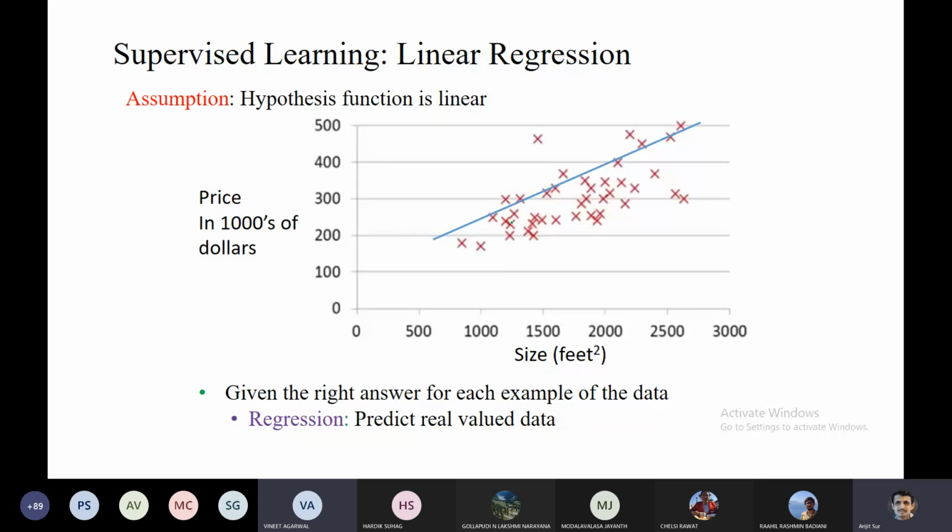So here you can see the housing price example. This is the size of the house in square feet, and this is the price in dollars, on a $1,000 scale. These cross marks, or points, are being given as examples. So these are the training samples.